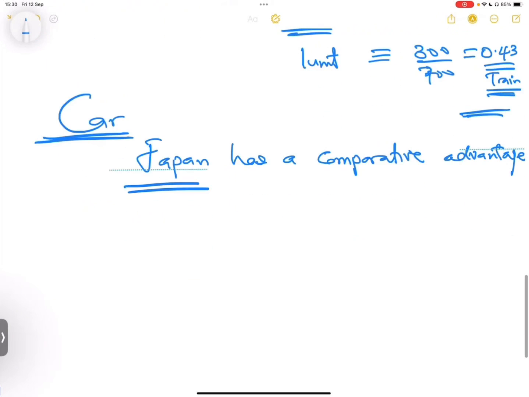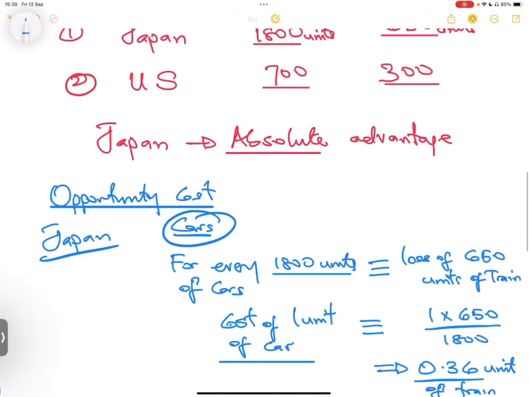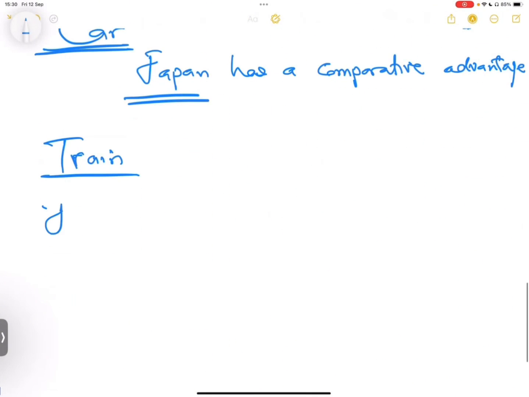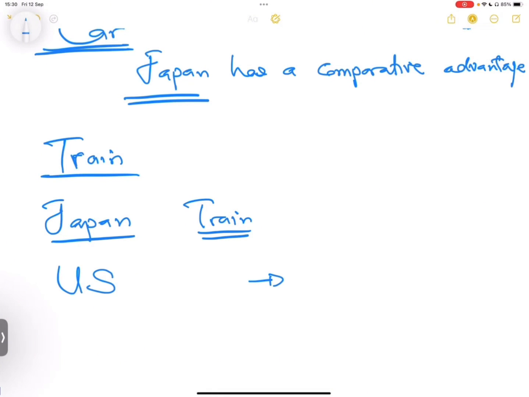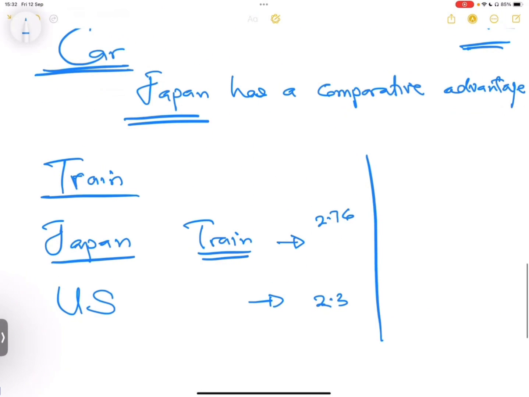But what about train? Japan has absolute advantage earlier on. Now we are looking at the comparative advantage, and we're still seeing that even for cars, Japan has a comparative advantage. But what about train? What would it cost Japan to produce train? What is the opportunity cost, that will not be against the car. So I want you to do it. You need to apply yourself. And let's do it for US as well. What do you have? Let's look at it quickly. Nice. So you all align.